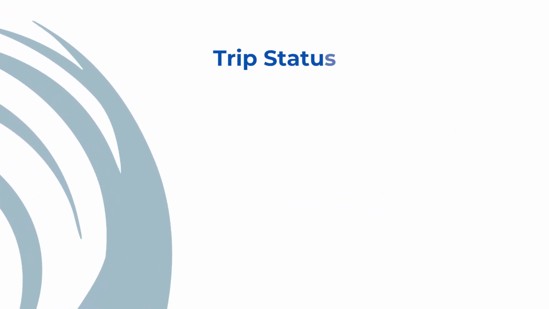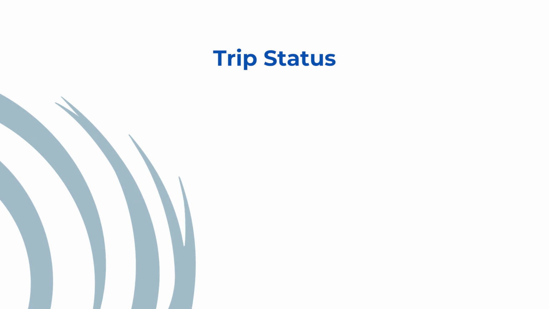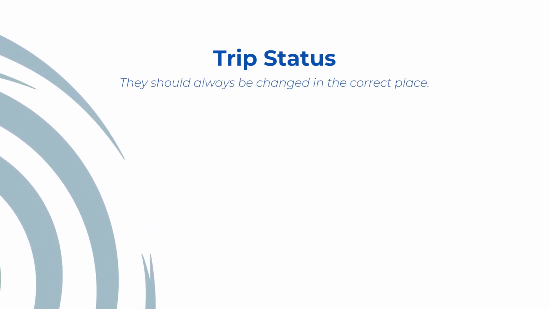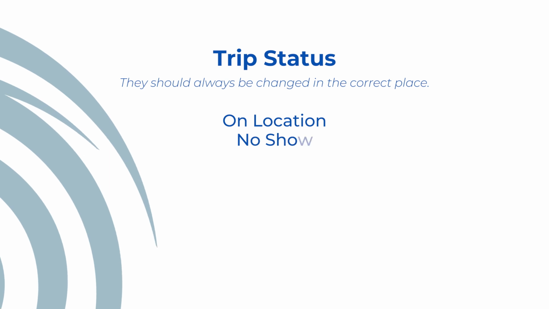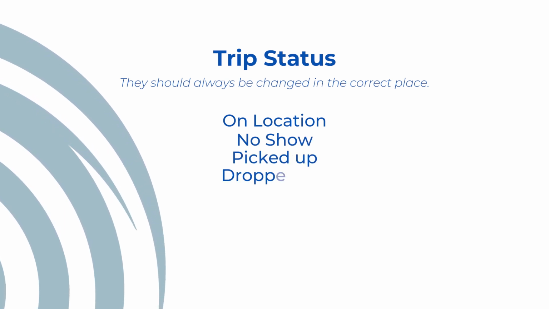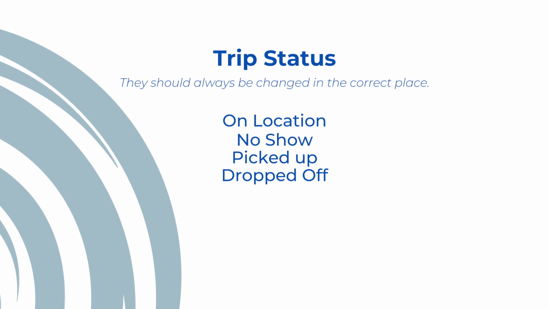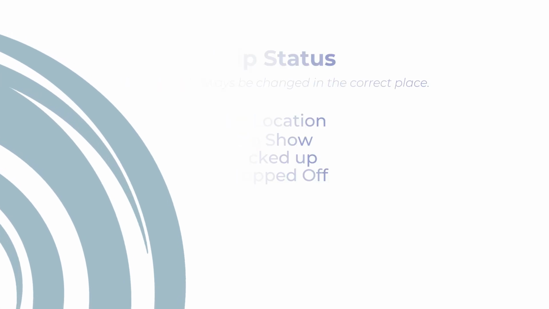Trip status. Once a job is assigned, we move on to completing the trip. There are 4 trip statuses in the app, and they must always be changed in the correct location: on location, no-show, pickup, and drop-off. Using these statuses correctly is critical, because insurance validates trips based on these records.